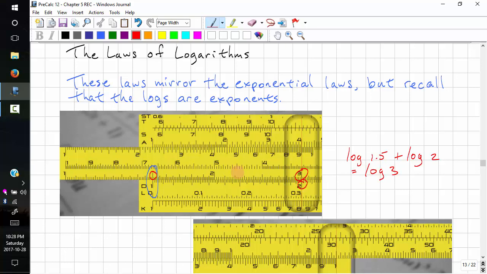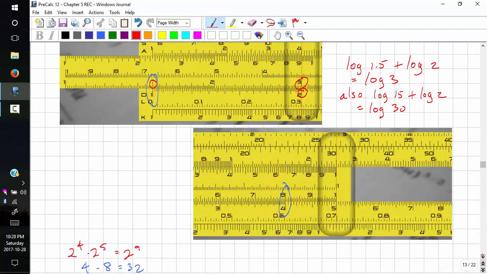A slide rule is in scientific notation, so really this could also be log 15 plus log 2, which would give us log 30. So that's an example of multiplying. Here's an example of dividing. We use the numbers slightly differently. So we're going to do a number here, log 40 minus log 8. And that gives us our answer over here, log 5.